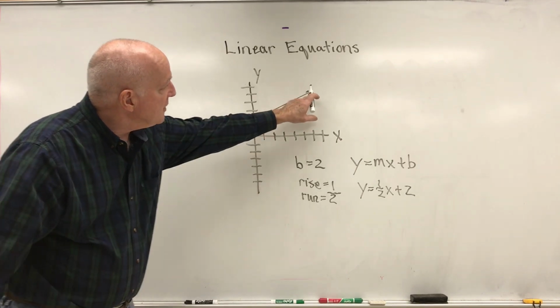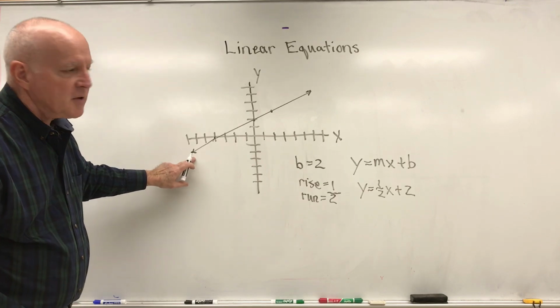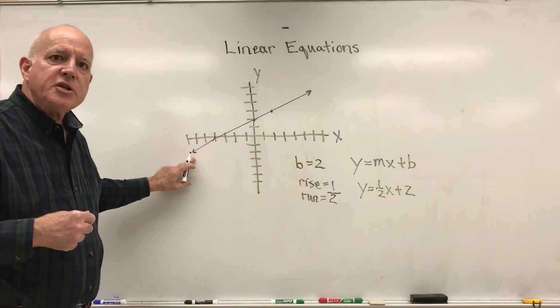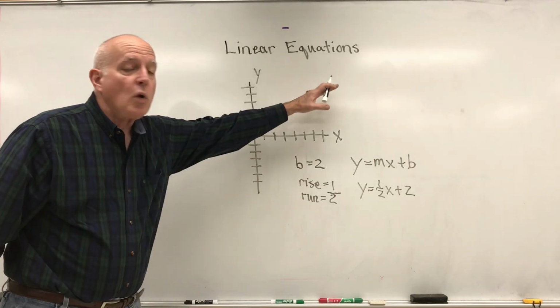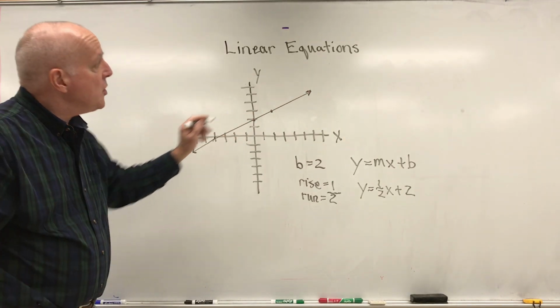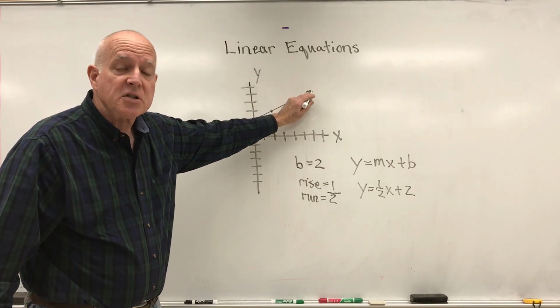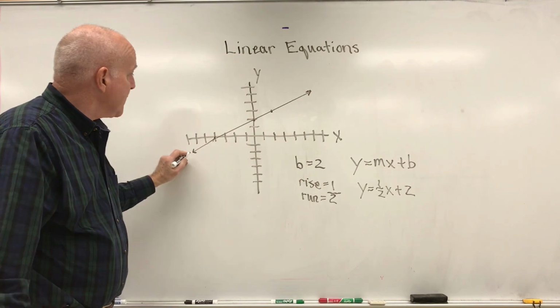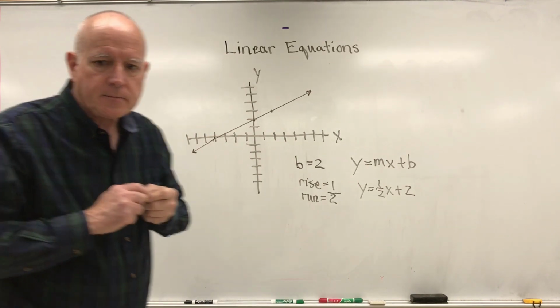You'll also note that I've got arrowheads on both sides of this line because linear equations go on forever in the XY system, and you need to show that it continues to go over by putting arrowheads on both ends of your line.